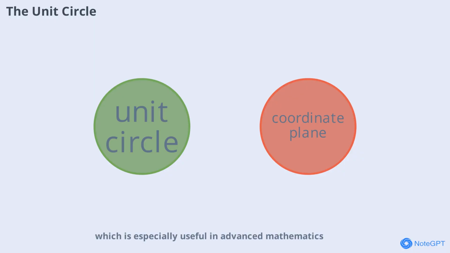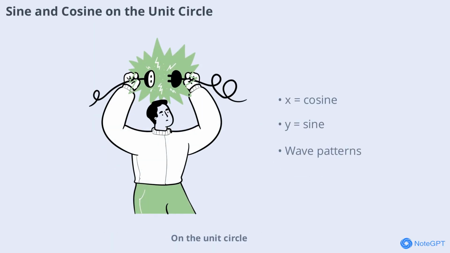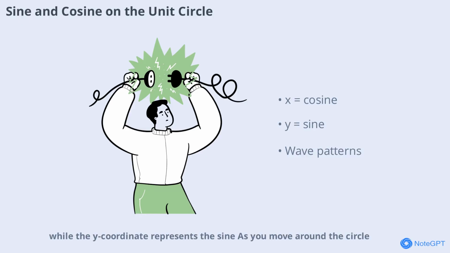In the unit circle, the x-coordinate of a point represents the cosine of the angle, while the y-coordinate represents the sine. As you move around the circle, these values change smoothly, creating the familiar wave patterns seen in graphs of sine and cosine. This connection makes it easier to understand how trigonometric functions behave and why they're so useful in modeling periodic phenomena.